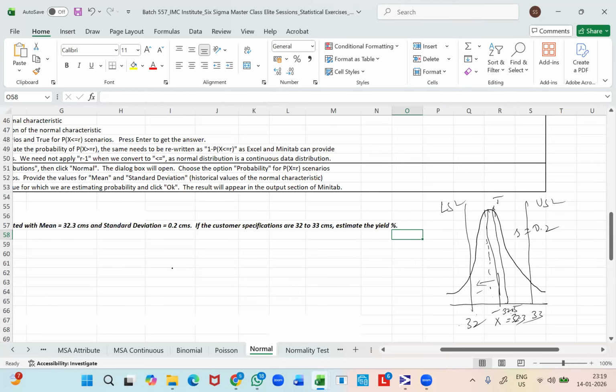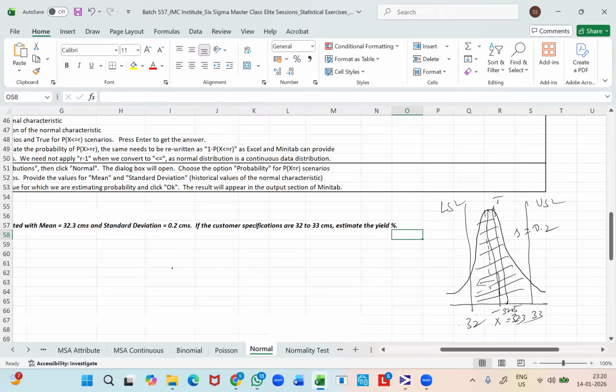Between 32.3 to 32.5. Why 32.5? Between 32 and 33, because that is the mid of 32 and 33. No, that is the target. But then, when will the customer accept a unit product as a conforming unit? When the measurement value is going to fall anywhere between 32 and 33. Yes, so the area between 32 and 33 is what we need to find out for calculating the yield percentage.